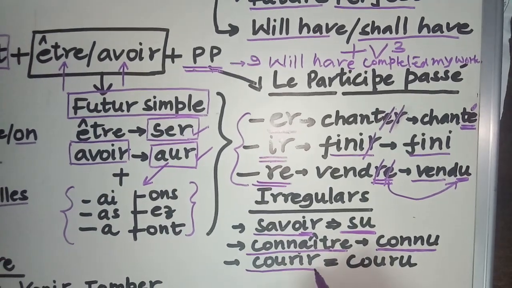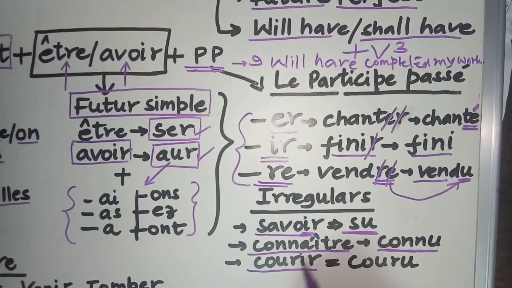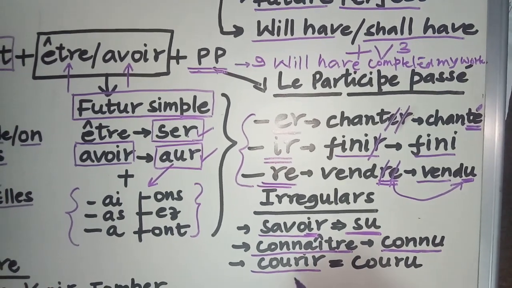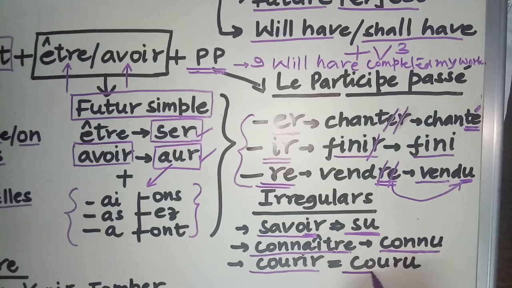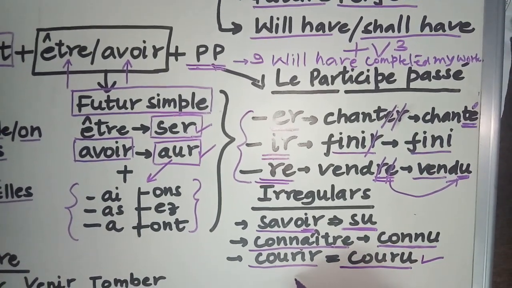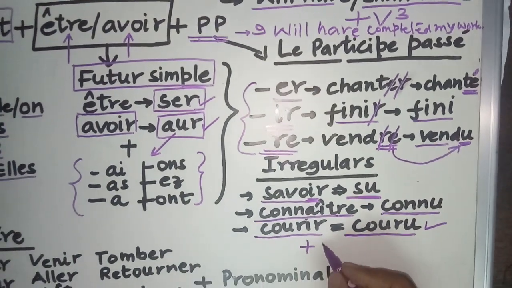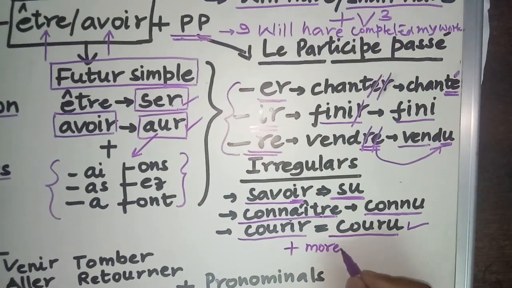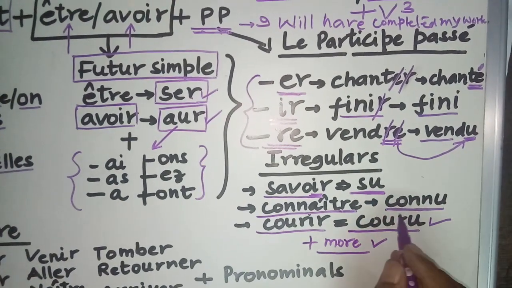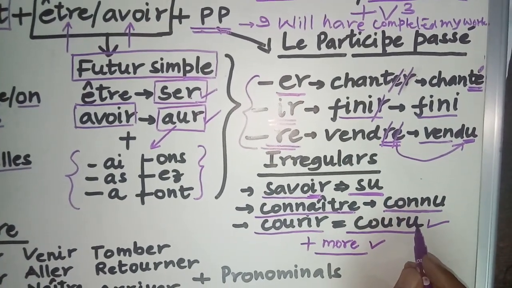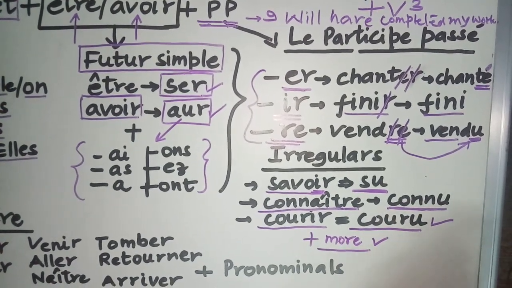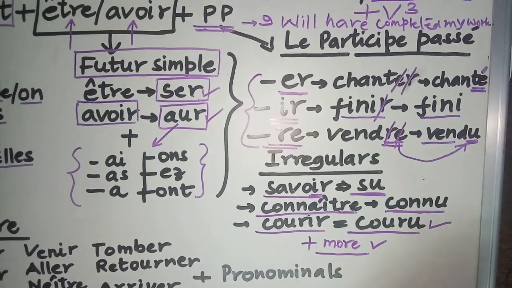The third I have written is another ir one. In the same way, you don't have to drop the r and leave it like curi. No, we have to do it like couru, and this is the participe passé form of courir. Dear students, you can memorize more of this list of participe passé, and it will be pretty handy while doing passé composé, futur antérieur, and all the compound tenses. If you do them, it will be pretty handy for you to do the tenses.